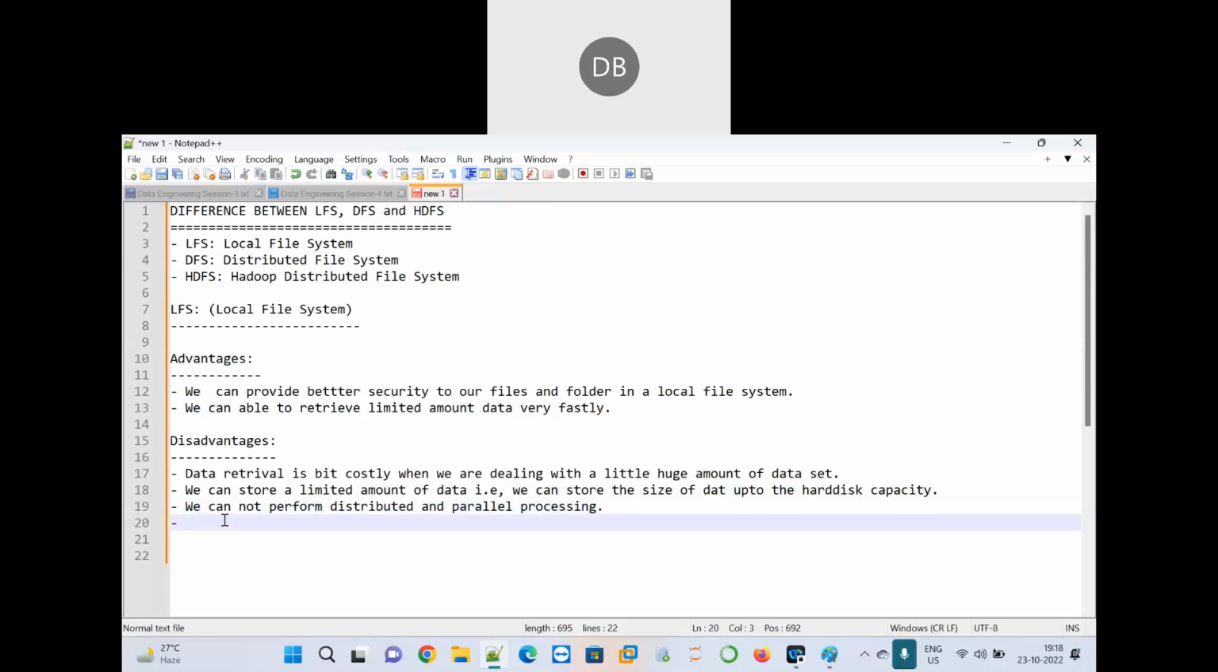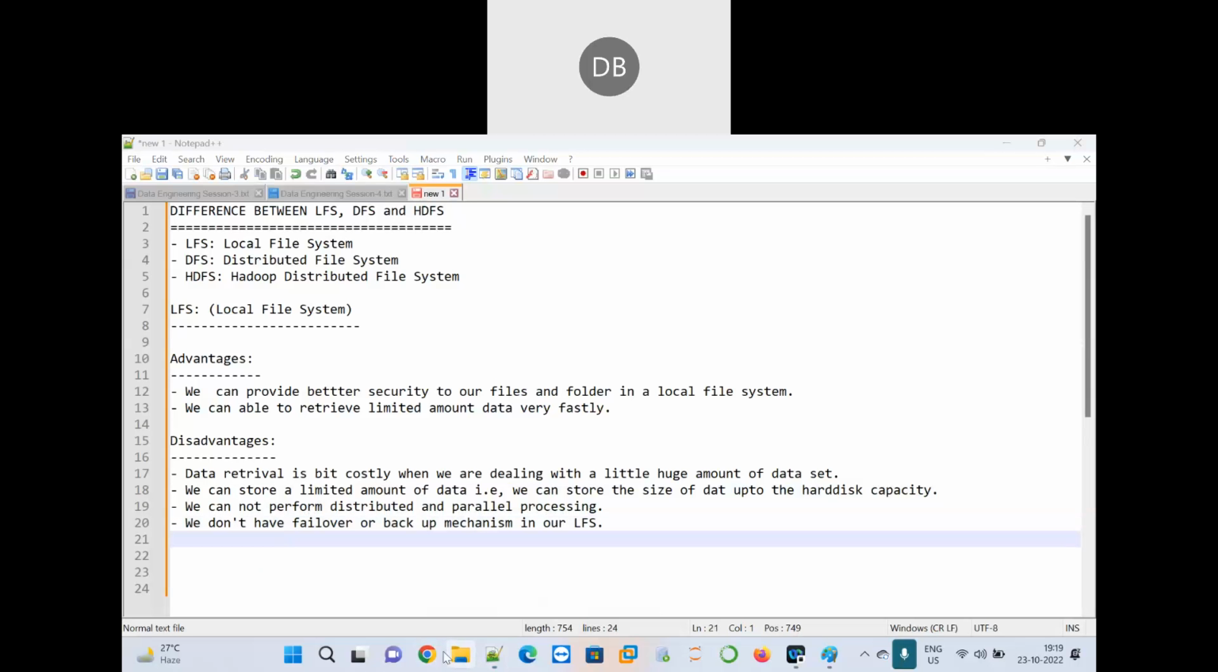And one more thing, we don't have a failover or backup mechanism in our LFS. Backup mechanism means, suppose your system crashed, then it cannot recover the same data. There is no backup mechanism.